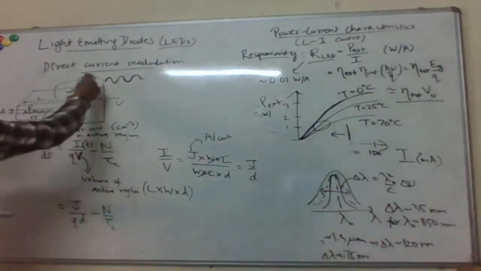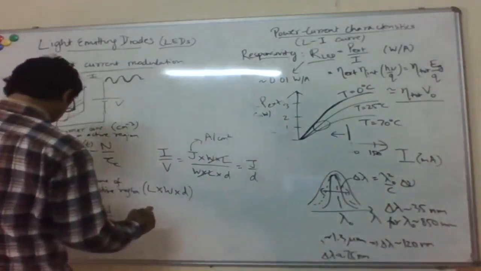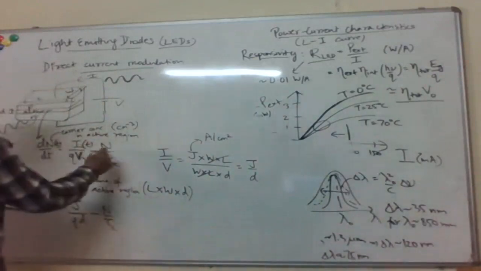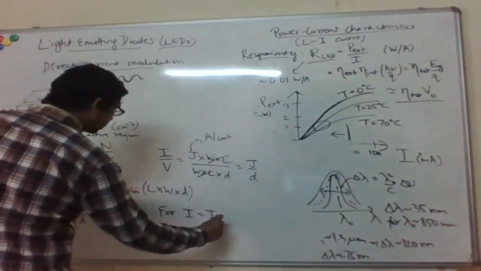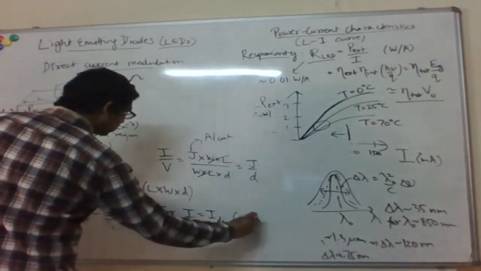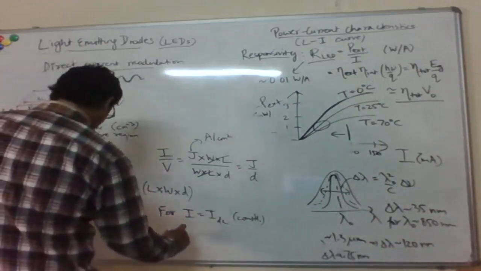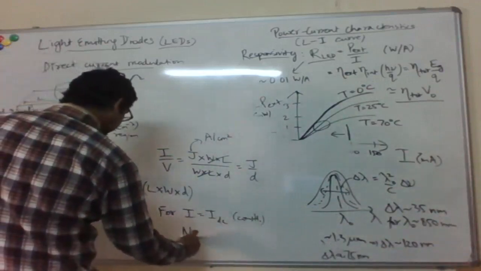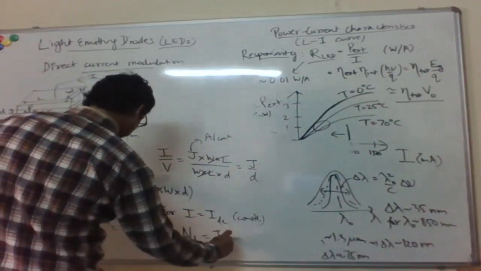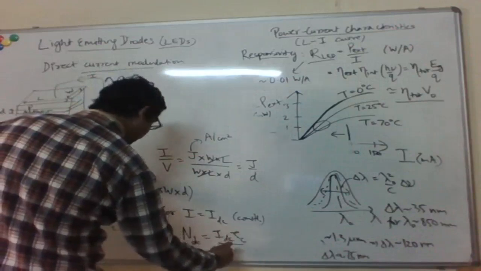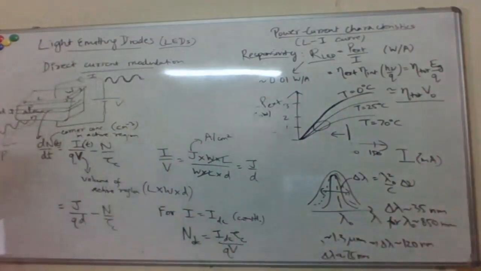Anyway, if this current is a DC current, so for I equal to some I_DC, which is constant, then this eventually becomes zero, and you can see that there's a DC concentration of charge carriers, which is just given by that. I just put this equal to 0 and find N.